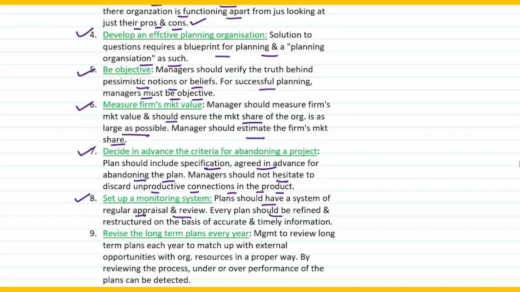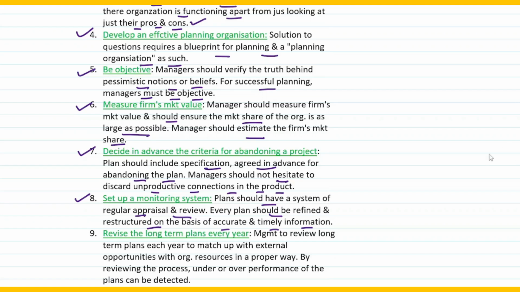Every plan should be refined and restructured on the basis of accurate and timely information. So every plan should have a regular appraisal and review system. Plan should be refined. Refined means whatever is required is kept. Something which is not required should be filtered out, and restructured on the basis of what? They should be restructured on the basis of accurate and timely information, right?